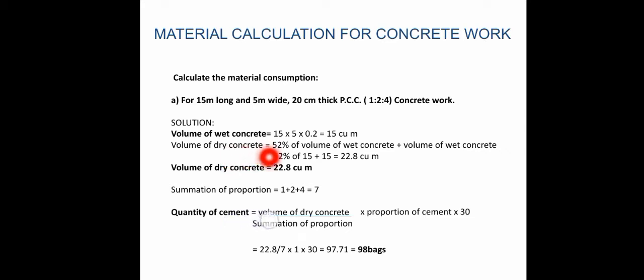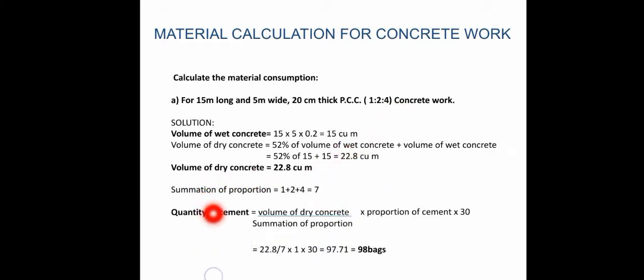Volume of dry concrete is 52% of volume of wet concrete plus volume of wet concrete. So 52% of 15 plus 15 gives 22.8 meter cube. Now we have calculated the volume of dry concrete, 22.8 meter cube. Now summation of proportion: 1 plus 2 plus 4 equals 7.